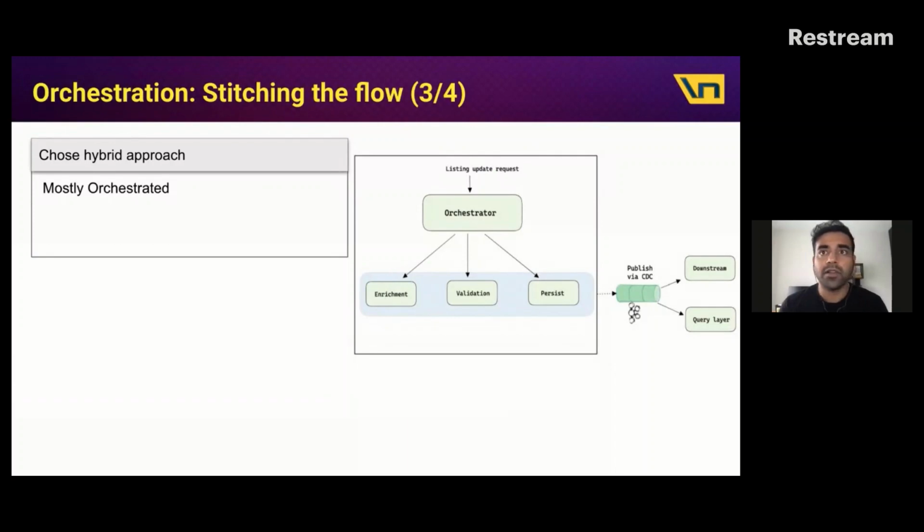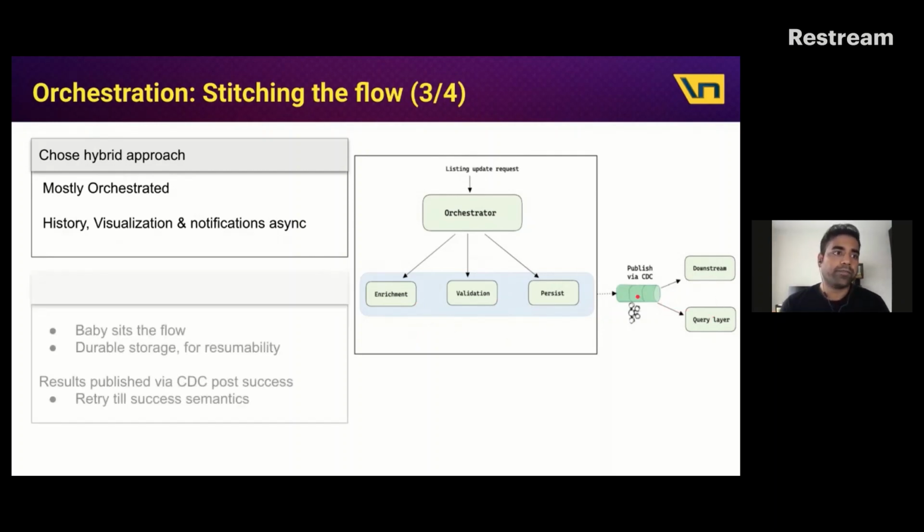You need to make sure it's highly available. And so we chose a hybrid approach that combines the best of both, right? So what we did was we made the observability aspects, the external notifications aspect of this process, for example, we need to notify that enrichment is complete or validation is complete, those are async, right? And essentially, we just have the orchestrator to babysit this particular process, right?